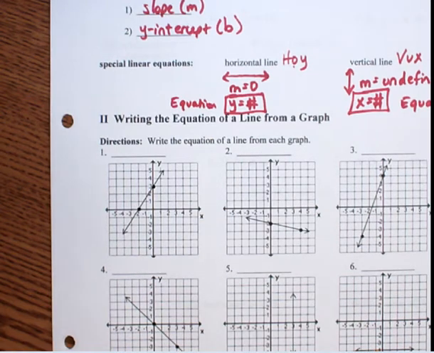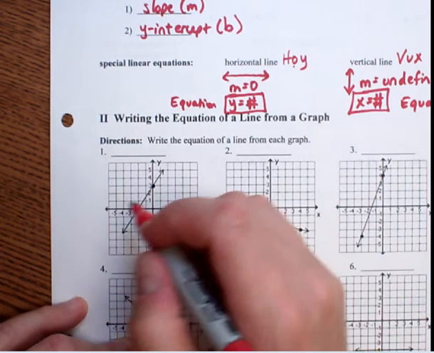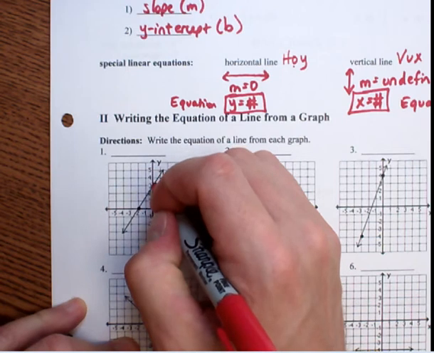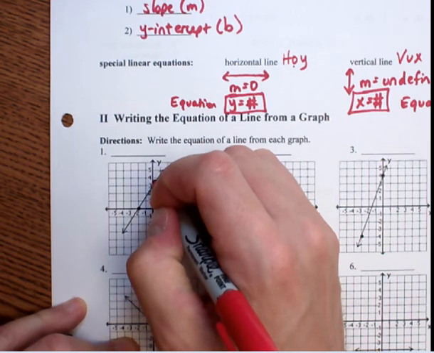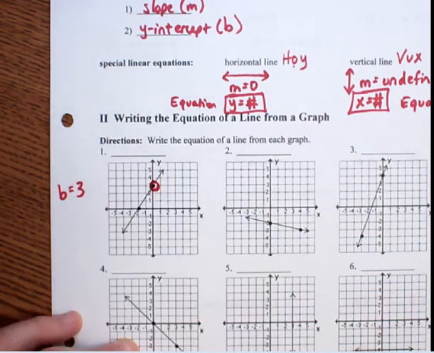Well, we need to know two things. We need to know the slope, and we need to know the y-intercept. The y-intercept's the easiest one to get. Notice that on the y-axis, our line crosses at 3. So right away, we get b is equal to 3.